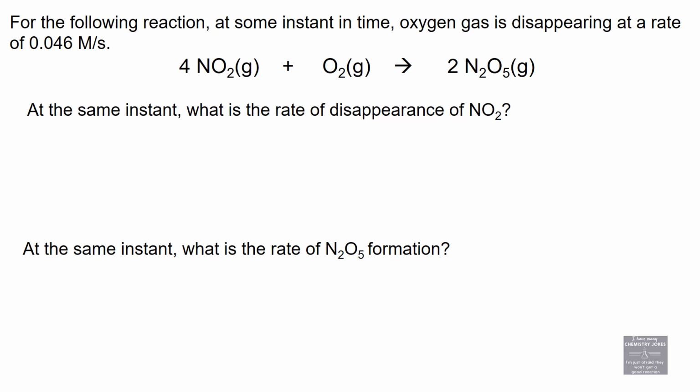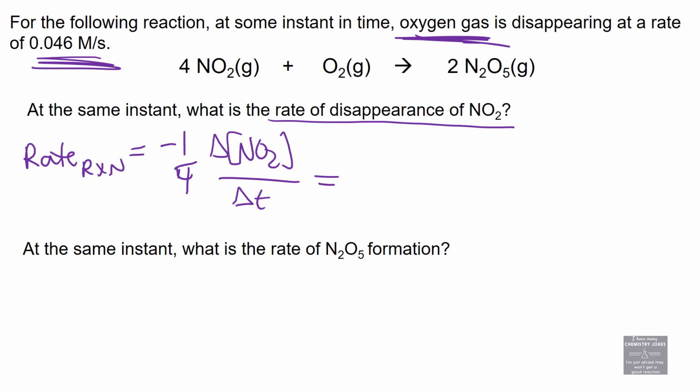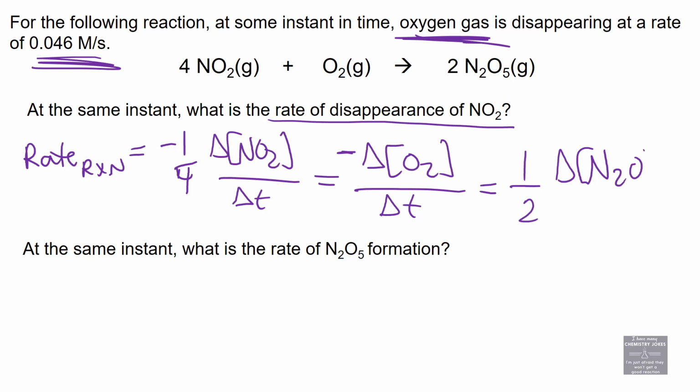For the following reaction, oxygen gas is disappearing at a rate of this. What's the rate of disappearance of NO2? Well, first, I'm going to write out the whole equation thing that I just wrote on the previous slide in generic form. And I'm going to say the rate of the reaction is, or can be described as, negative 1/4, because it's a reactant, delta NO2 over delta T. So far, I'm not even answering the question yet, but I'm writing out what I know. I can describe the rate of reaction in terms of oxygen. That's delta O2, because there's no coefficient. 1 is understood. Over delta T. Oh, that's negative. I almost forgot it, but you caught me, right? Yep. Or I could talk about positive 1/2 delta N2O5 over delta T.